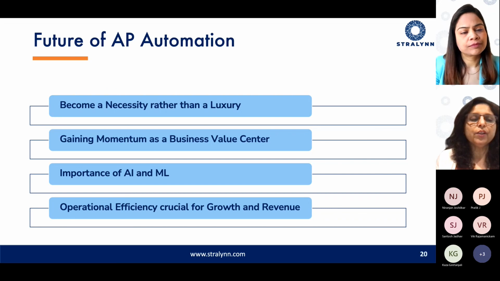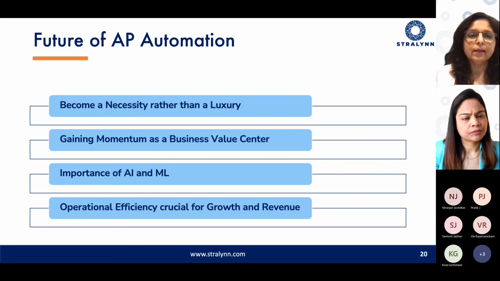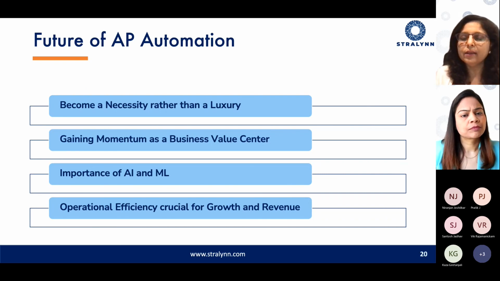So AP automation has grown a lot, right? You talk to startups today, okay? So startups don't have legacy systems, right? They are not going to that manual paper processing. They maybe do it initially, but they quickly switch to products, right?